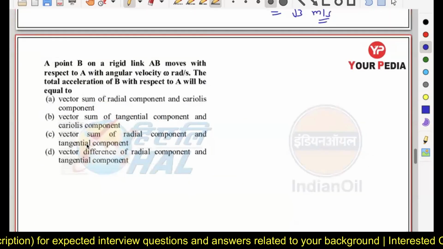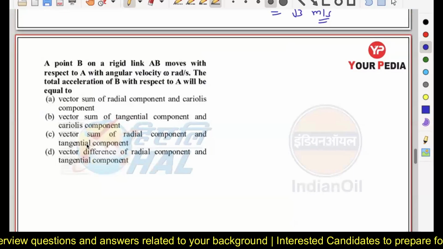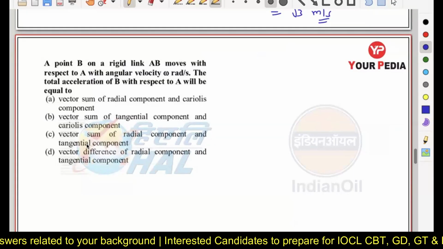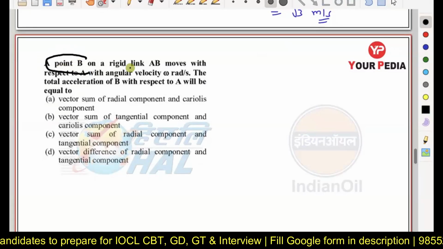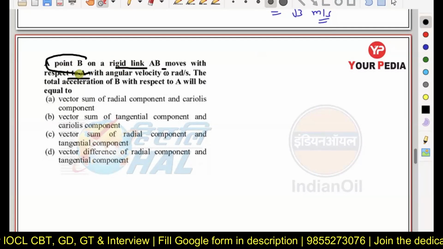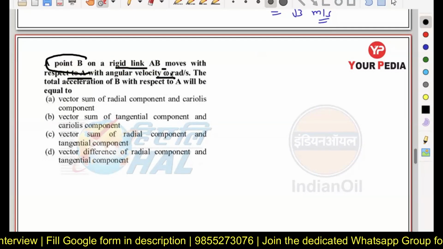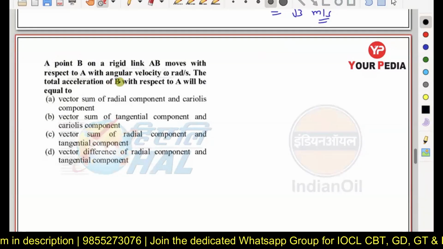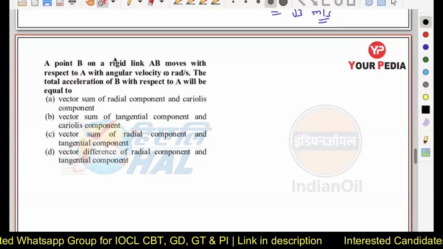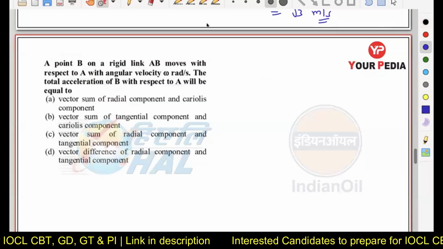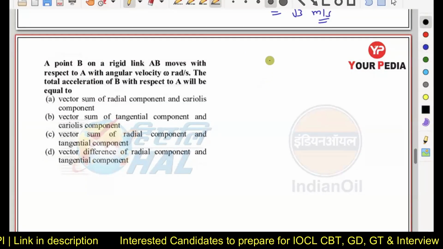Okay, so this is going to be the last question here. The remaining questions of this particular chapter we are going to see tomorrow at the same time. Okay, now in this question, what is given to us? A point B on a rigid link AB moves with respect to A with the angular velocity of omega radian per second. The total acceleration of B with respect to A will be equal to what? Okay, now just see the concept of acceleration. Actually, what happens whenever you are having a link?